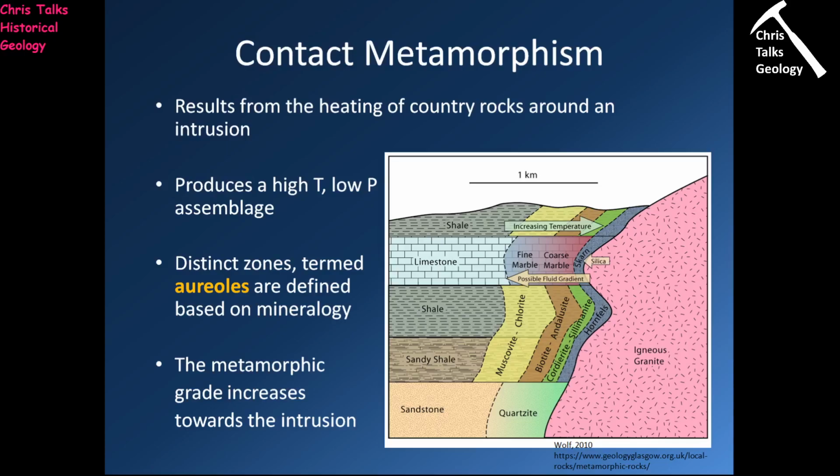Okay. So the metamorphic grade, okay, so that's the temperature at which the mineral is stable, is increasing towards the intrusion. So the grade increases towards the intrusion because the temperature is increasing. So that means we have high grade metamorphic minerals here, so they're stable at high temperatures. And over here we're going to have low grade metamorphic minerals because they're stable at lower temperatures.